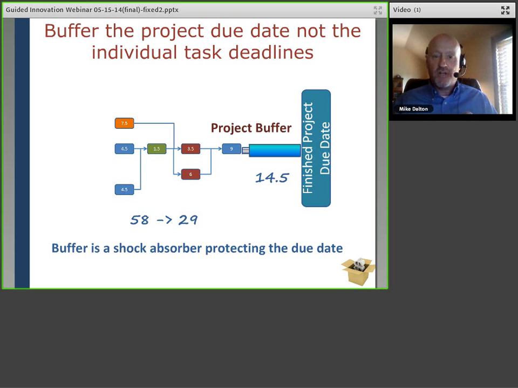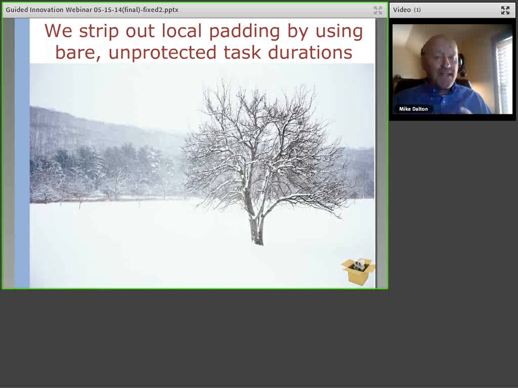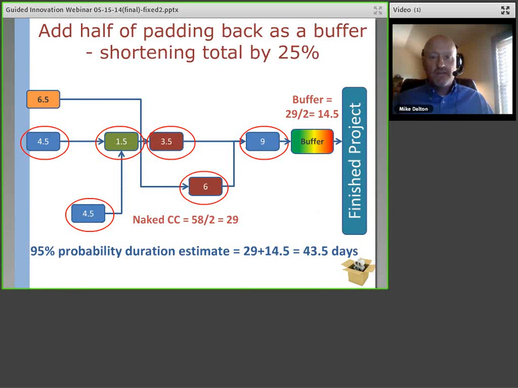And the way that we get that time is by stripping the task durations down to the bare essential touch time. Essentially, what we're doing here is removing the padding that we saw in the Starbucks example. Right? We're going to take that padding out. Usually people get really nervous when you start talking about taking all that padding out. So you have to make sure that they understand that we're going to add padding back at the end.